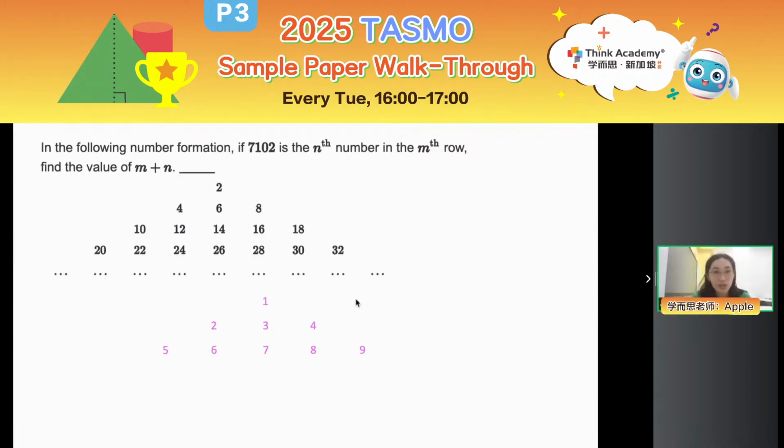Well, the last question. In the following number formation, if 7,102 is the nth number in the mth row, find the value of m plus n. Well, for this question, everyone, you see that actually I just draw a small, like the pyramid below. But now you see that what is the difference?